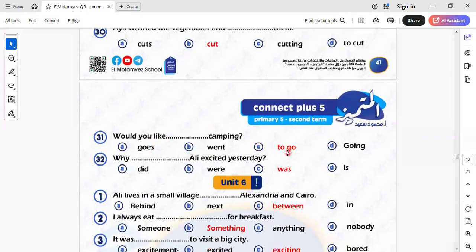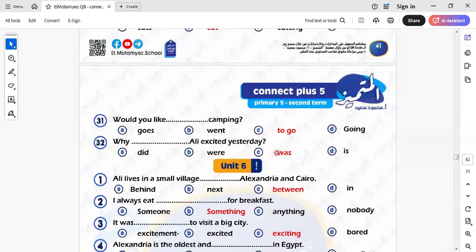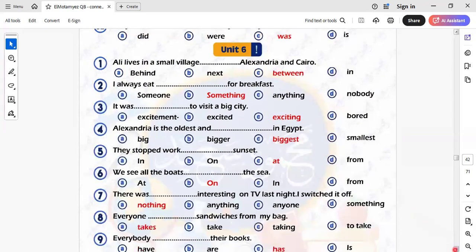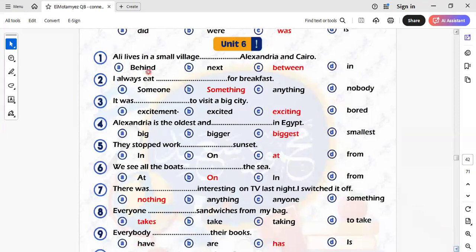Would you like to go? Here we have: why was Ali excited yesterday? Let's go to Unit 6. Here we have: Ali lives in a small village between Alexandria and Cairo. Let's go to another question.